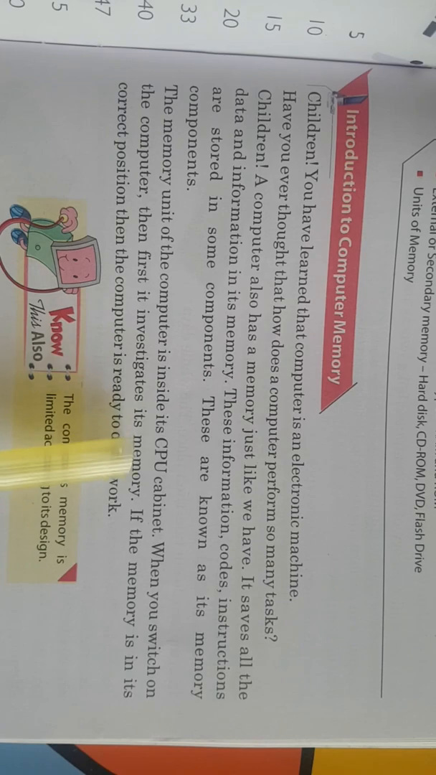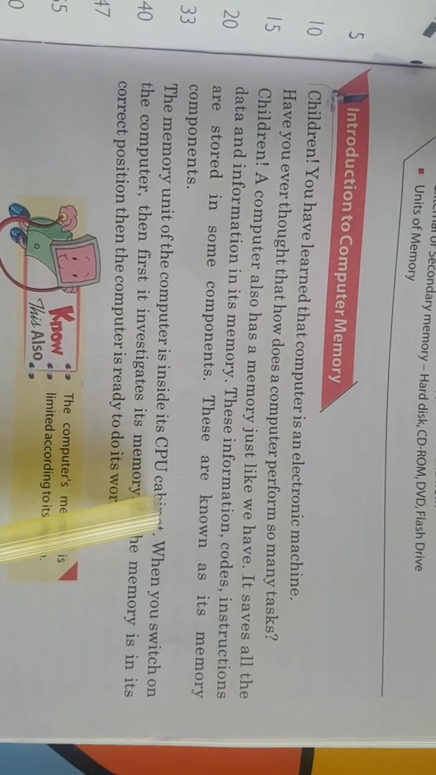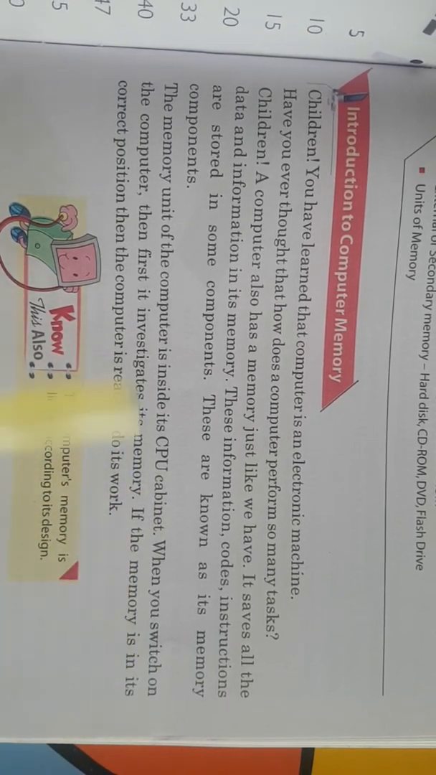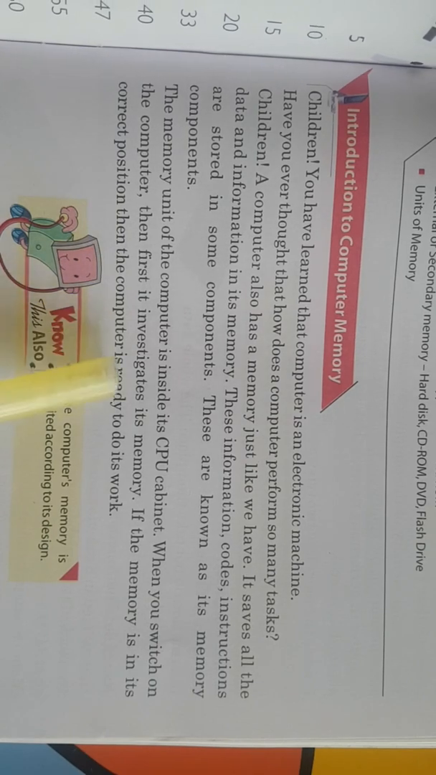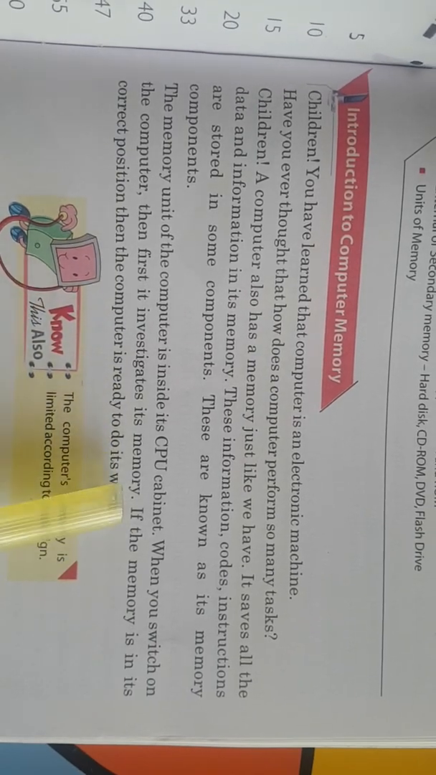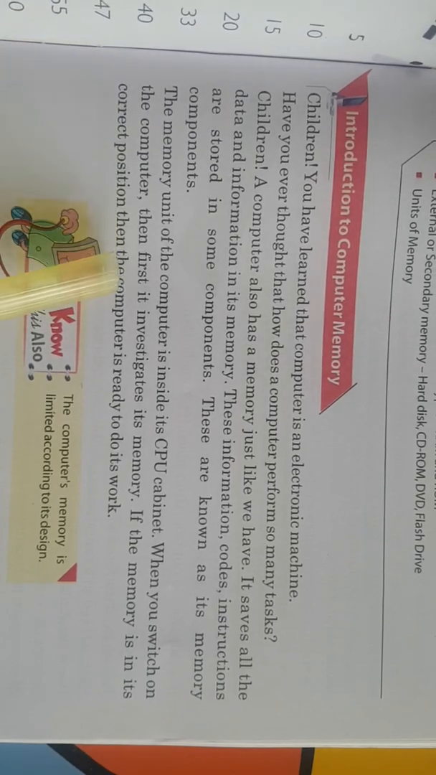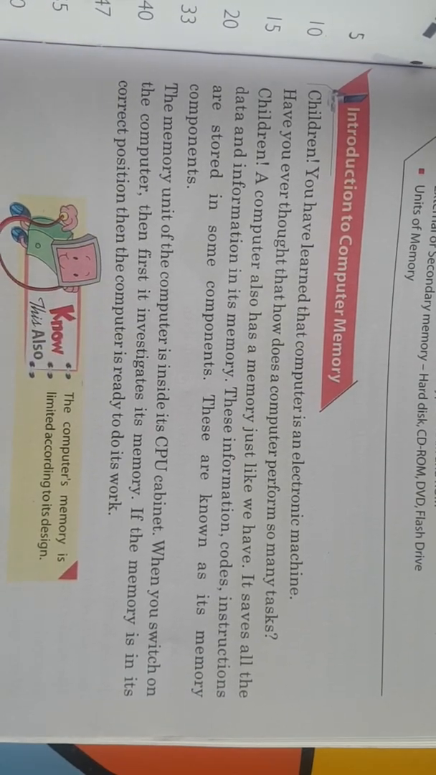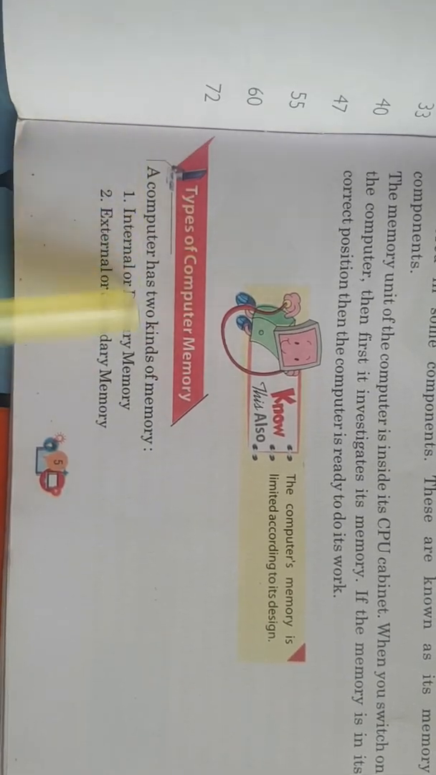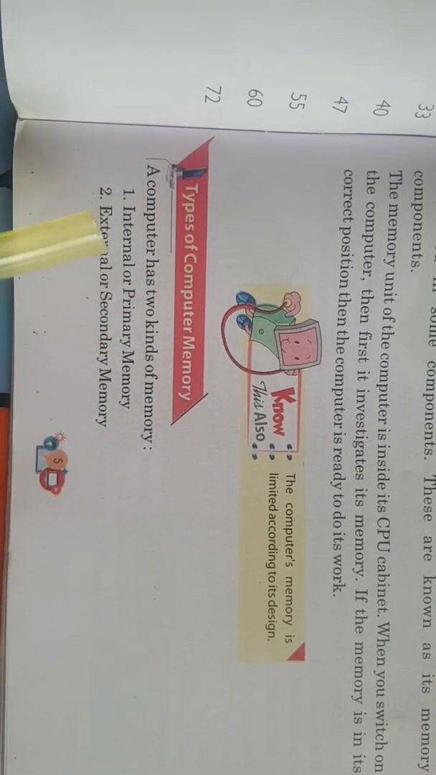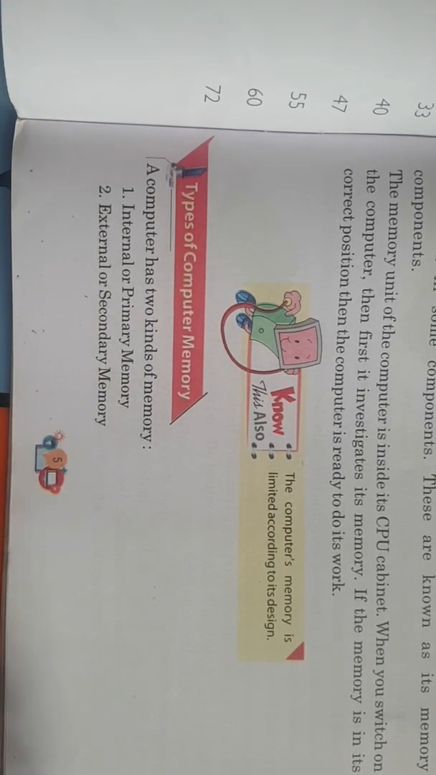The memory unit of computer is inside its CPU cabinet. When you switch on the computer, first it investigates its memory. If the memory is in its correct position, then the computer is ready to do its work. Now, types of computer memory. A computer has two kinds of memory. First, internal or primary memory. Second, external or secondary memory.